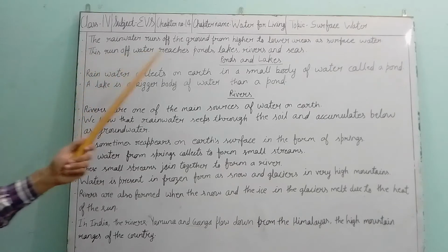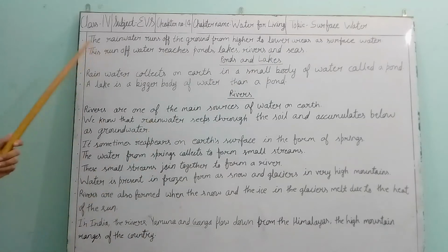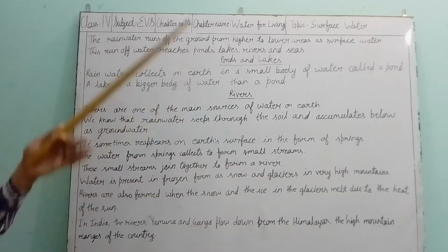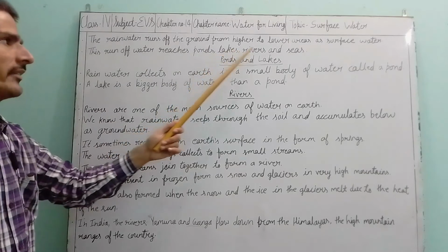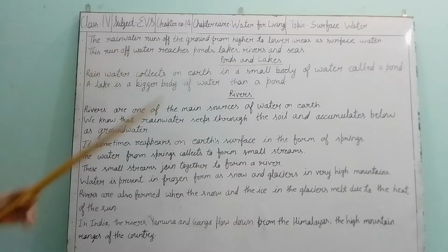This runoff water reaches ponds, lakes, rivers and seas. The water that falls from the rain and comes to the surface moves on and collects in different sources like ponds, lakes, rivers and seas. The water that is collected there is the surface water.